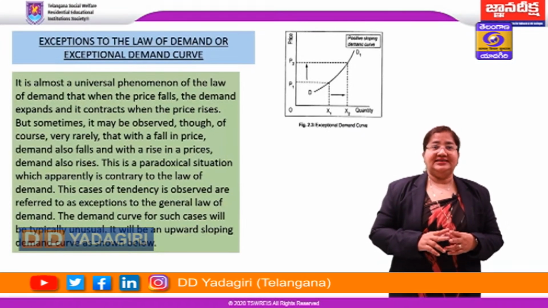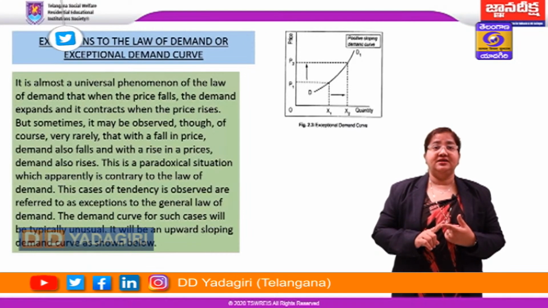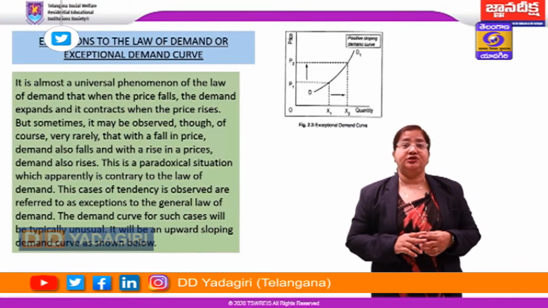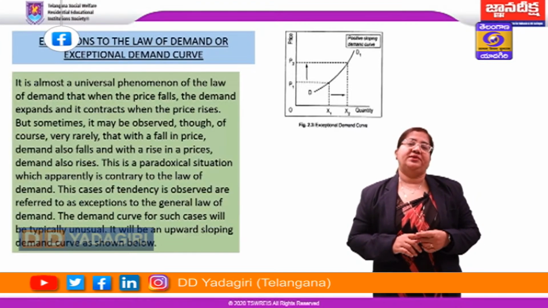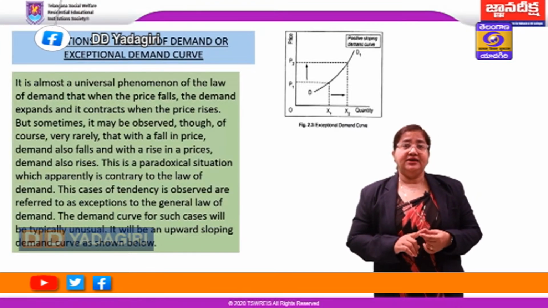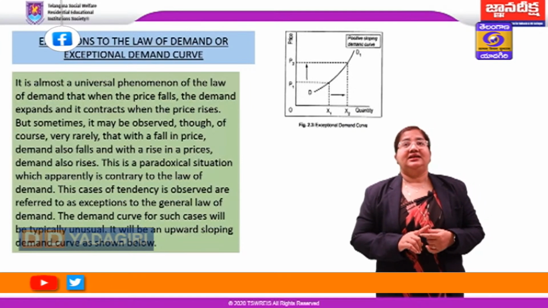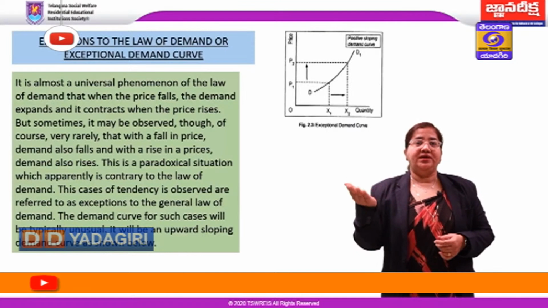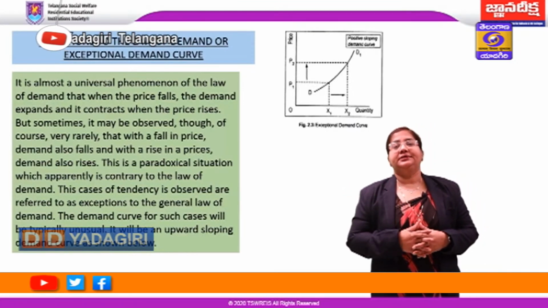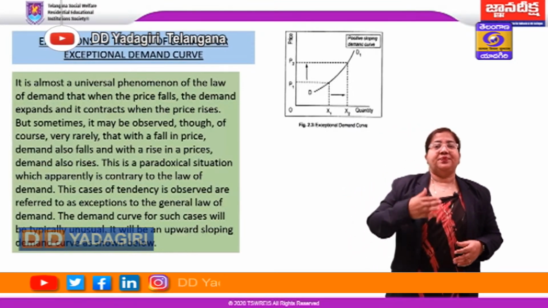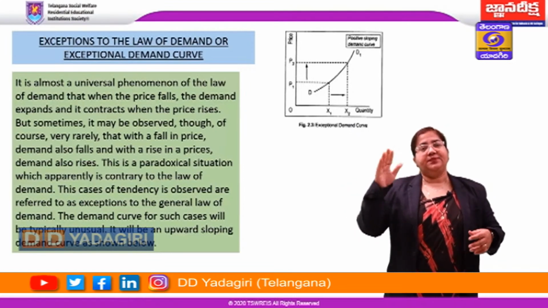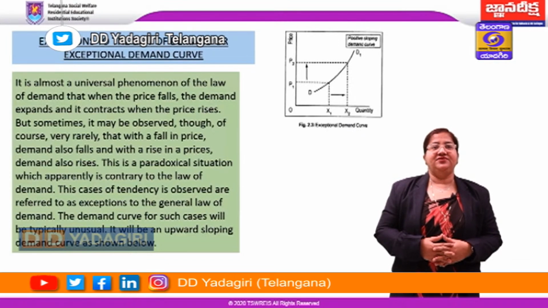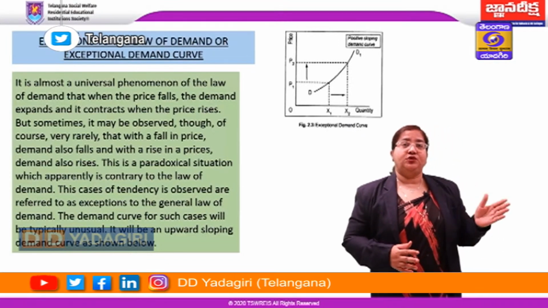This is a paradoxical situation which is apparently contrary to the law of demand. Cases where this tendency is observed are referred to as exceptions to the general law of demand. The demand curve for such cases will be typically unusual. It will be an upward sloping demand curve, as shown in the slide. When the price increases, demand increases. When the price decreases, demand decreases.